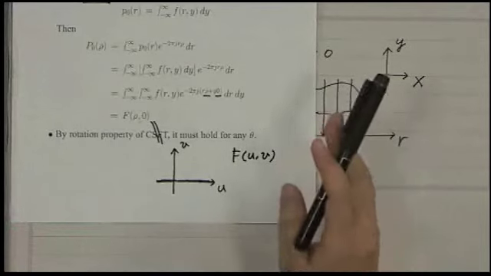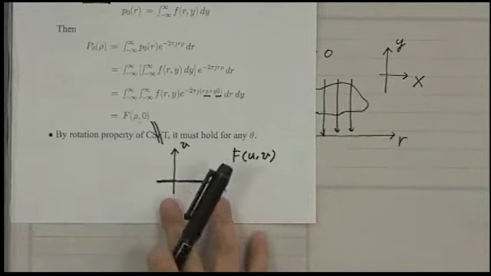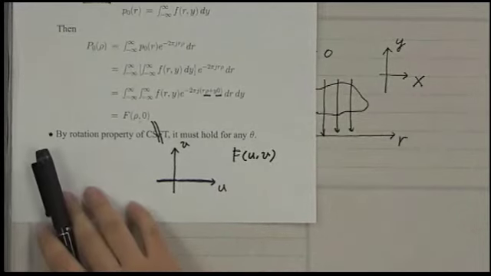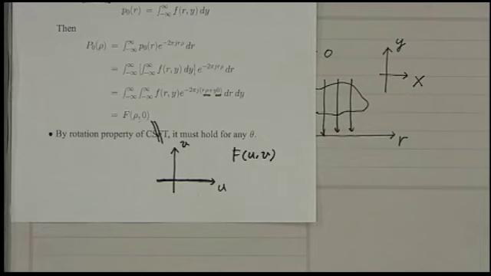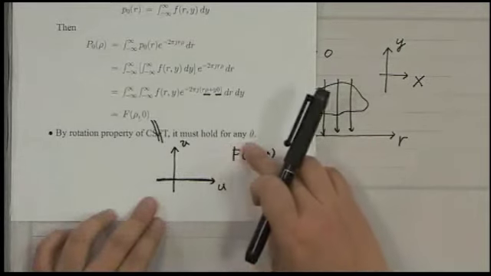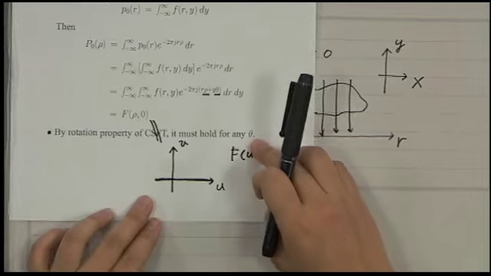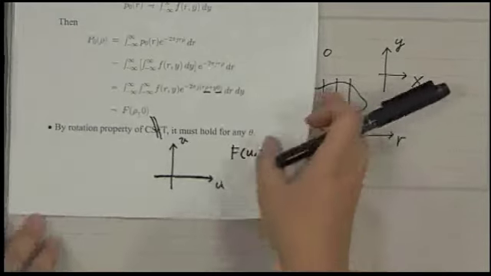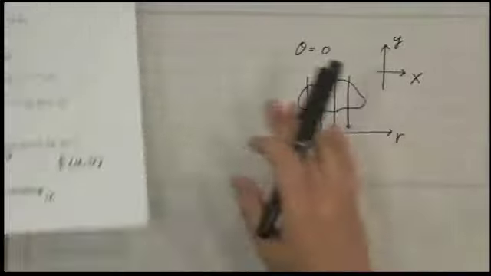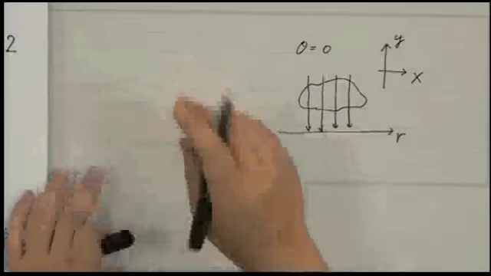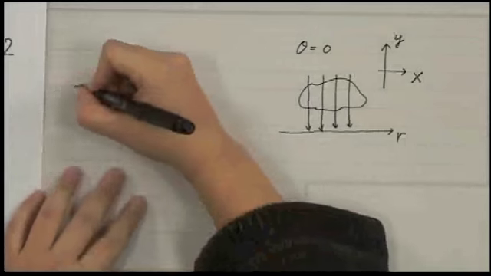Okay, then we proved one of the cases. Then by the rotation property of the Fourier transform, it must hold for any theta. What does it mean? So the rotation property of CSFT is like this.